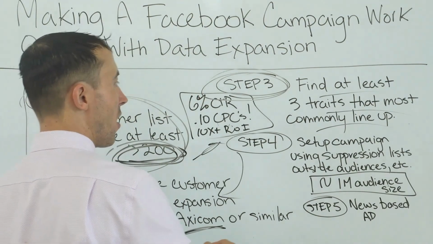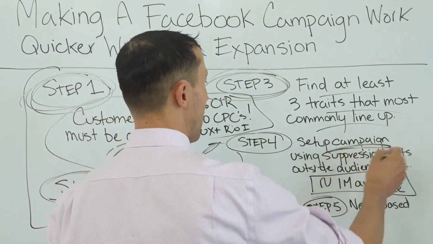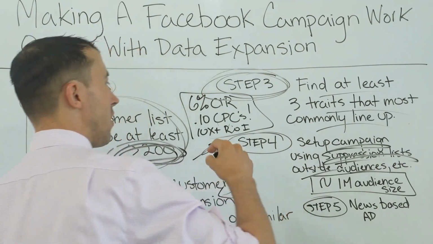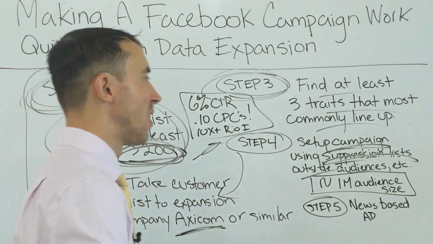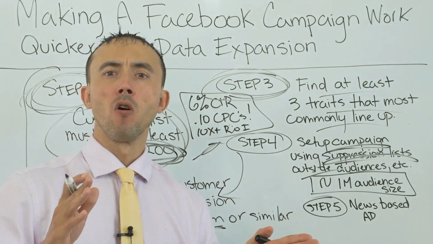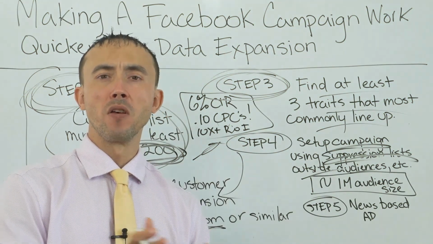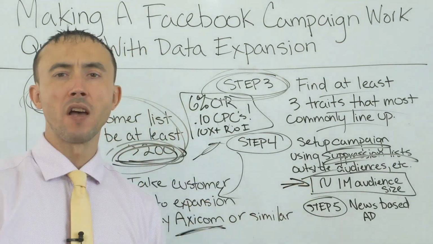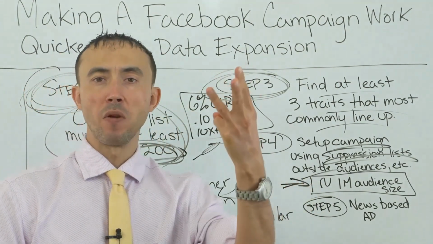Then for step 4, you're going to set up your Facebook campaign using a suppression list or other outside audiences if necessary, or inside audiences as necessary. Since most of my viewers on this channel are from the US, the US has 400 million people. Your goal would be to get the 400 million people you're trying to sell to down to about 1 million people of the most likely people to buy by having these 3 pieces of information.